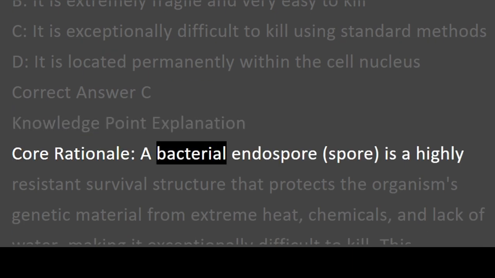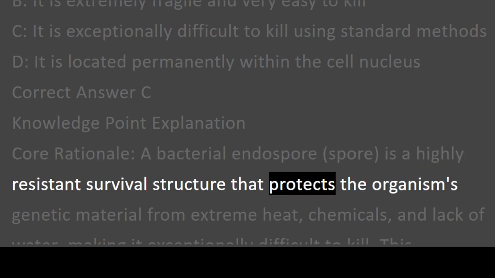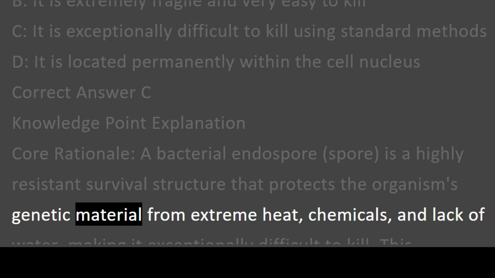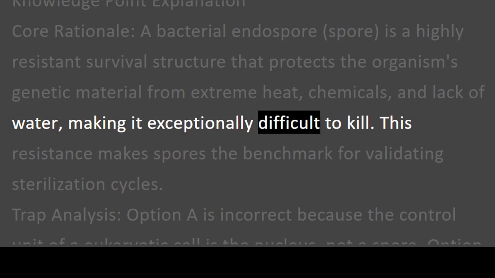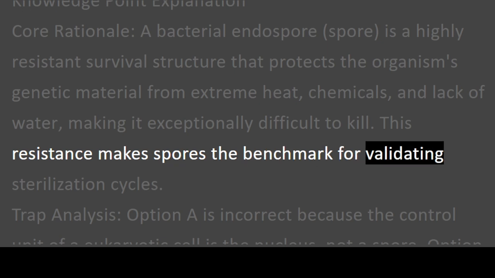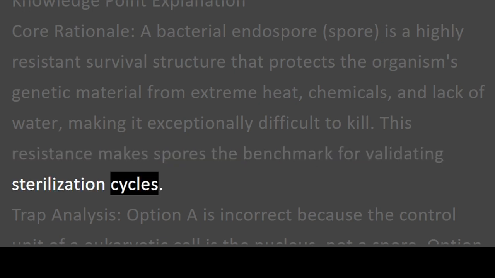Knowledge point explanation. Core rationale. A bacterial endospore, or spore, is a highly resistant survival structure that protects the organism's genetic material from extreme heat, chemicals, and lack of water, making it exceptionally difficult to kill. This resistance makes spores the benchmark for validating sterilization cycles.